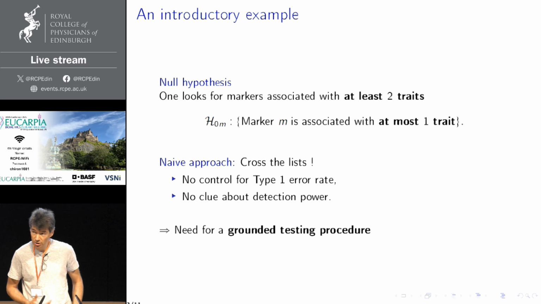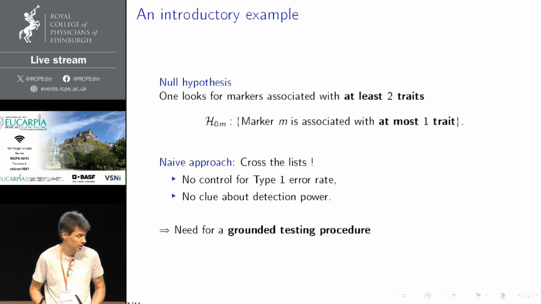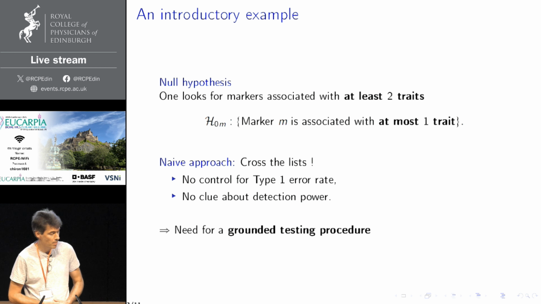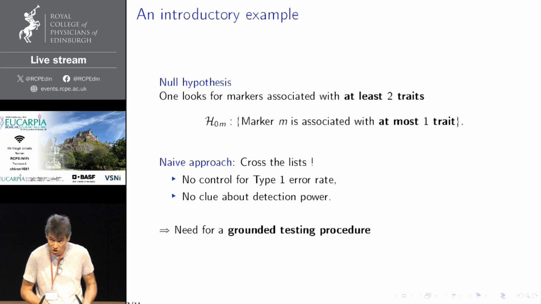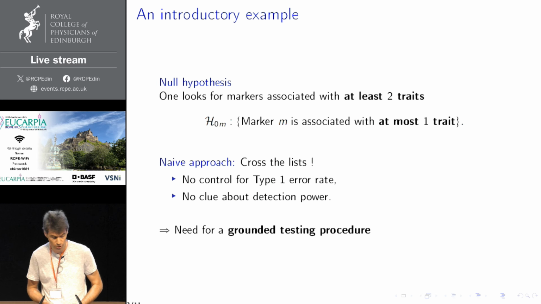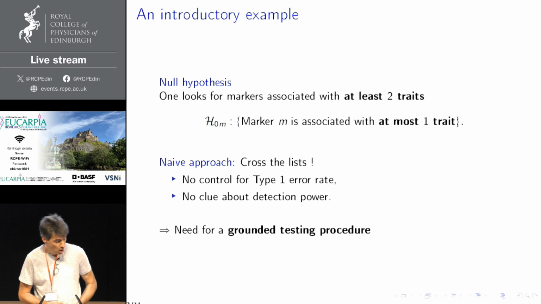So if we want to answer this question, first we have to make clear what exactly is the hypothesis that we want to test. So here, if we want to look for markers that are associated with at least 2 traits, it means that the H0 hypothesis is that the marker is associated with at most 1 trait, right? So how do we do that?